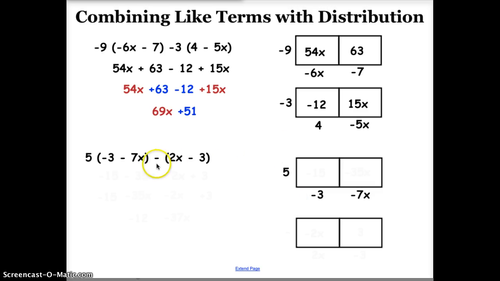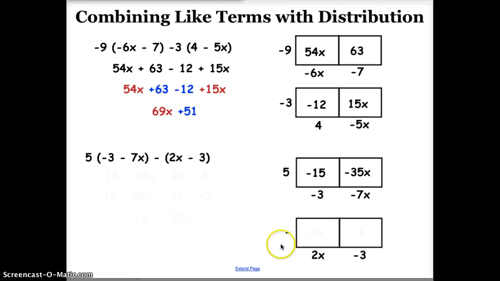And the other one is going to be a negative sign times 2x minus 3. So the negative sign is going to go here, and then I'm going to have a 2x right there and a negative 3 down there. Now let's distribute both of those. So 5 times negative 3 is negative 15. 5 times negative 7x is negative 35x.